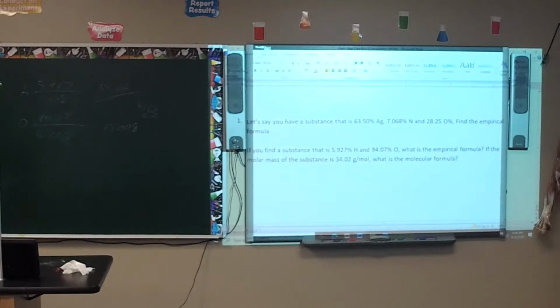What's the unit for molar mass? Grams per mole. Grams per mole is correct. So that's the only difference between those two. The processes are the exact same, you add them up, but it's grams per mole.